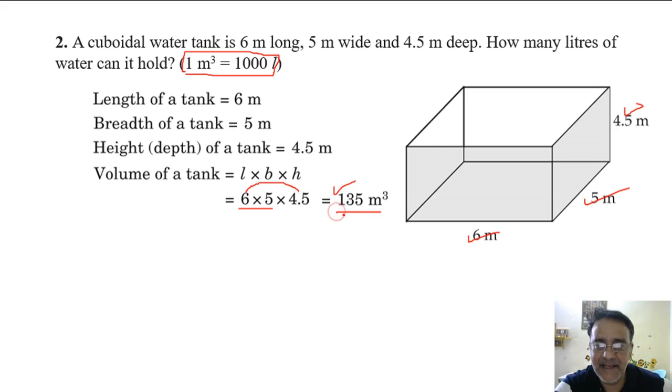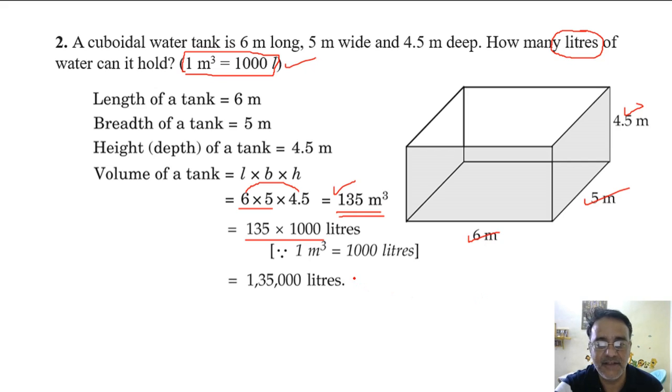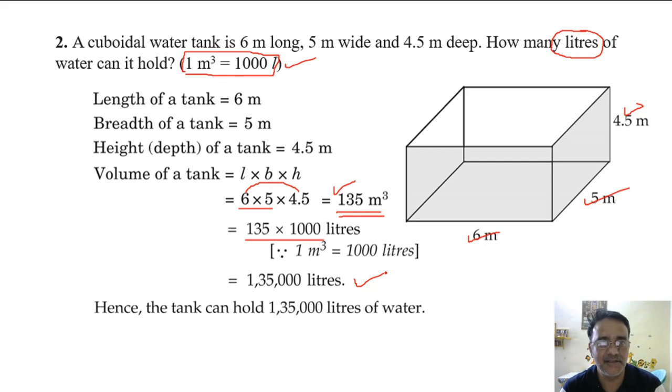This is in meter cube, but you have to write the answer in liters. The relation is given here, but in the examination this relation will not be given, so you have to remember it. 1 meter cube is equal to 1000 liter, so 135 meter cube will be 135 into 1000 liters. So the final answer is 1,35,000 liters. Any doubt in this question? No, sir. Okay.